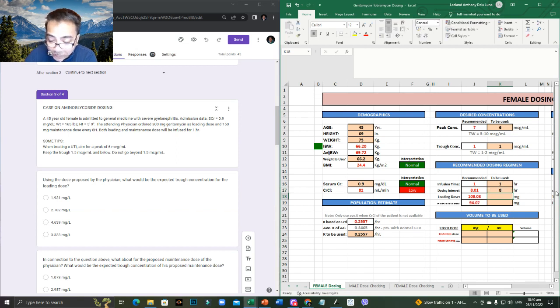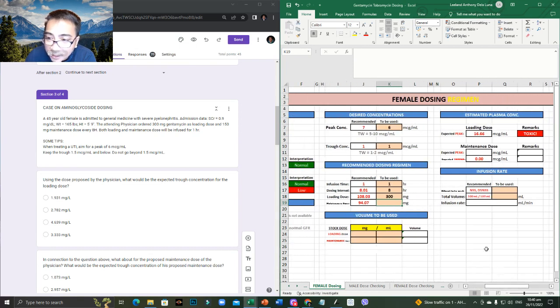Okay, then it says here that the dosing interval is 8 hours. But the loading dose is 300, right? Okay, so 300 milligrams was the loading dose given. Now, if we look at it, class, a 300 milligram loading dose will result in a 16.66 micrograms per mL peak concentration. Alright, so that's the peak concentration.